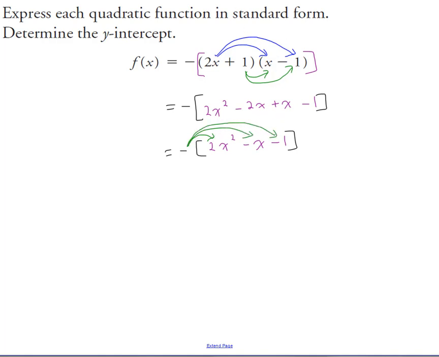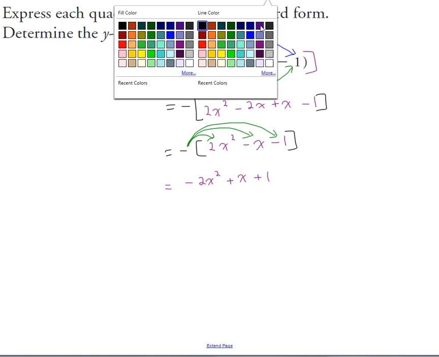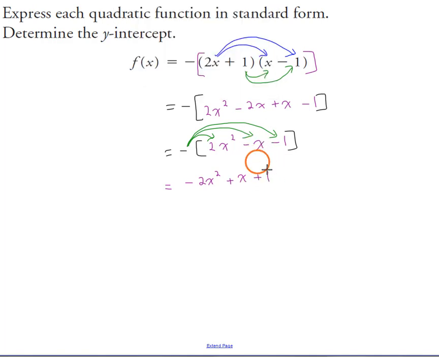Now you multiply something by -1, all it does is it changes the sign of the thing. So I end up with -2x squared plus x plus 1. So that's going to be my standard form. Now it's in standard form. The nice thing about standard form, which is really useful, is that you're able to look right here, right there. So that number at the end is going to be our y-intercept.